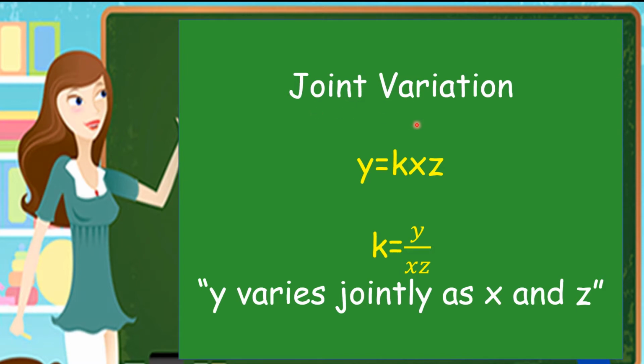So, in joint variation, ito nga yung sinasabi natin kanina na tayo ay gagamit ng equation na y is equal to kxz. At yun ay y varies jointly as x and z. And to find the value of k or the constant of the variation, our formula is k is equal to y over xz.